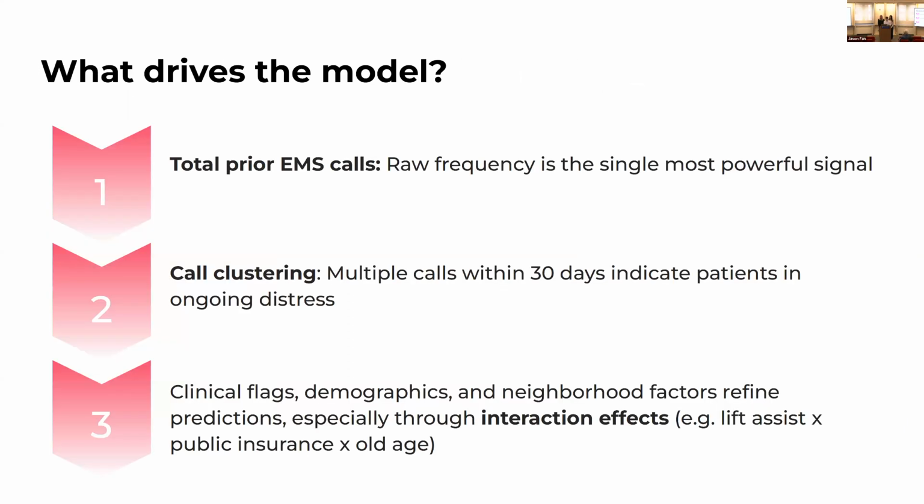So digging into what drives these results a little bit more, the single strongest predictor is total prior EMS calls, as you might expect. Second most important is call clustering. So multiple calls within 30 days obviously indicate patients in really significant ongoing distress. Other features are also important to varying degrees. That includes clinical flags like lift assist, neighborhood factors, and age, insurance status, and housing status. And interaction effects really help bring those features to the surface. So for example, patients who are above a certain age and have lift assist complaints and are on public insurance, we determined to be really disproportionately at risk.